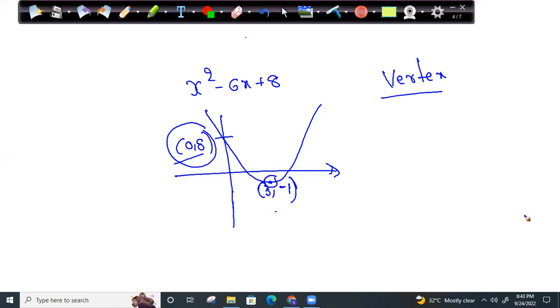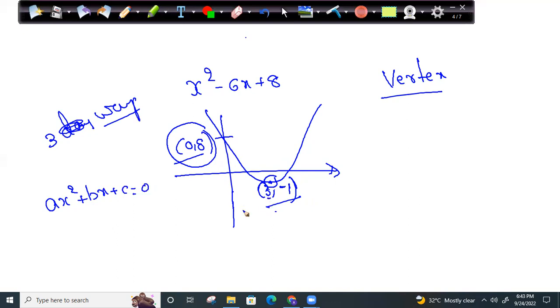Now, how to find the vertex? How did I get 3 comma minus 1? There are 3 ways to do that. One way is the formula. If the function is ax square plus bx plus c, at the vertex the x value is given by minus b by 2a. One way to find it is minus b by 2a for the x value.